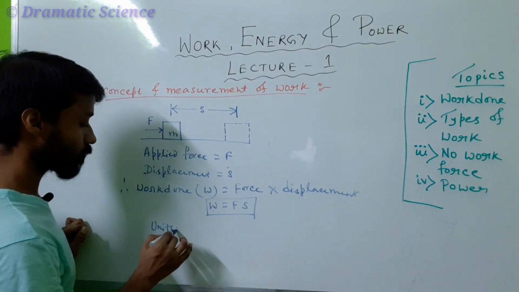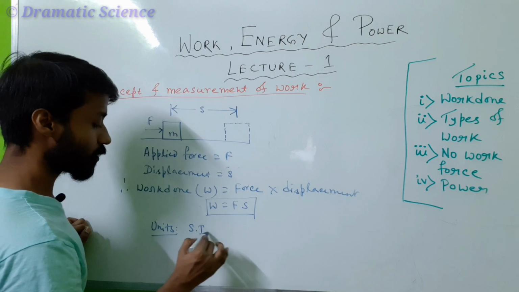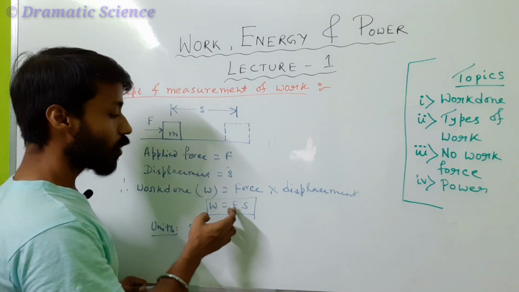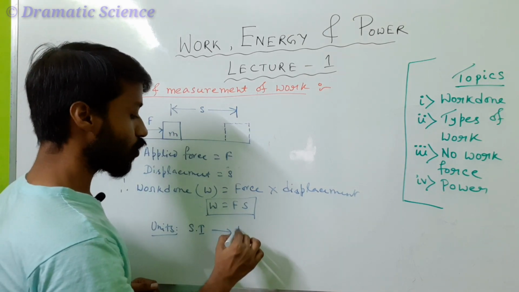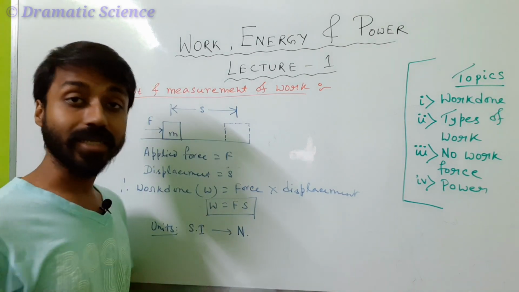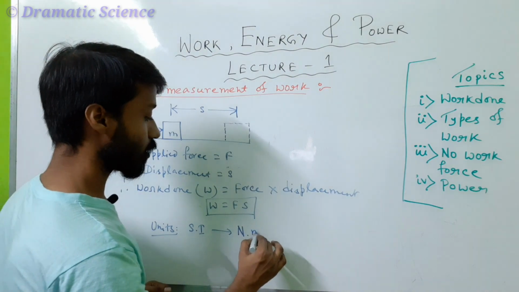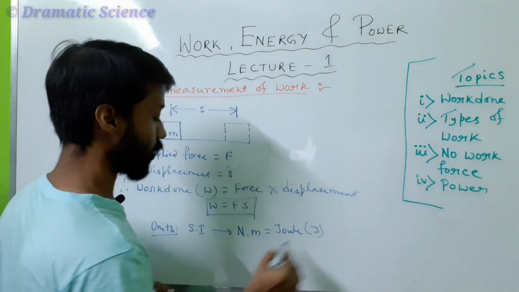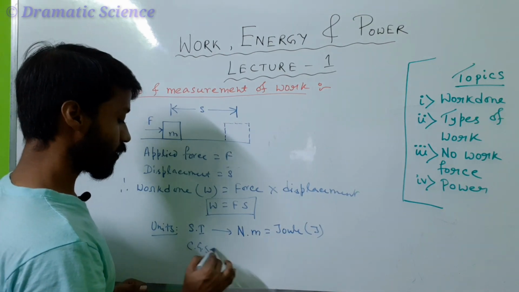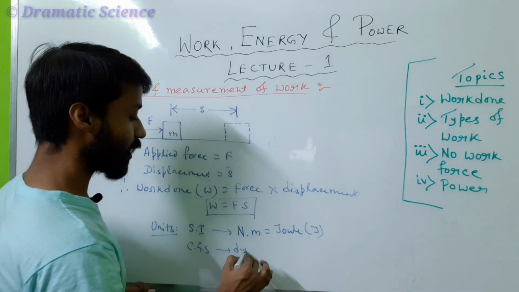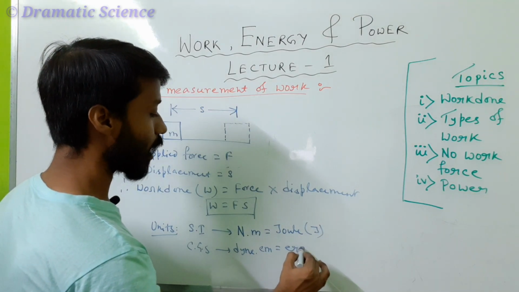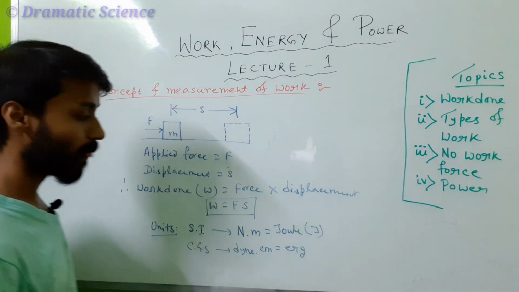Units in the SI system. For the SI system we need to know the unit of force F, that is Newton, and S, that is displacement, meter. This is called joule, capital J. And in CGS, Newton will be replaced by dyne and meter will be replaced by centimeter. This is called erg, E-R-G, right?